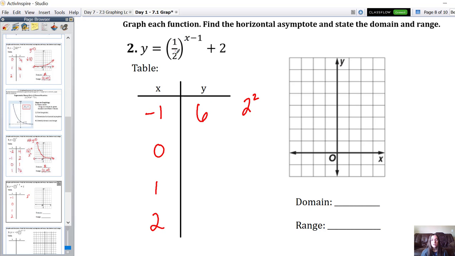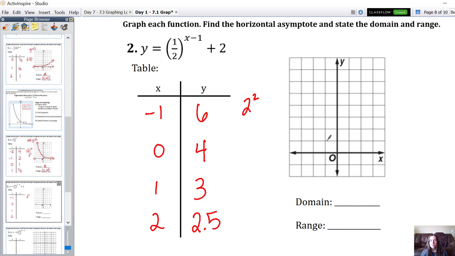Substituting 0, 1/2 to the -1 is 2, plus 2 is 4. Substituting 1, 1/2 to the 0 is 1, plus 2 is 3. Substituting 2, 2 minus 1 is 1, so 1/2 to the 1 is 1/2, plus 2 is 2.5.